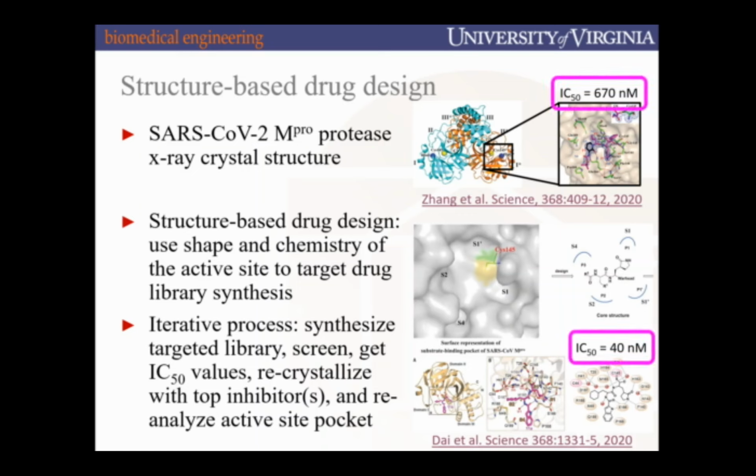In this case, the first crystal structure of the SARS-CoV-2 protease with a 670 nanomolar lead compound was published in April this year. And a follow-up study, published in June, identified a new compound that's now down to 40 nanomolar IC50, which is right in the range we want for actual drug candidates.